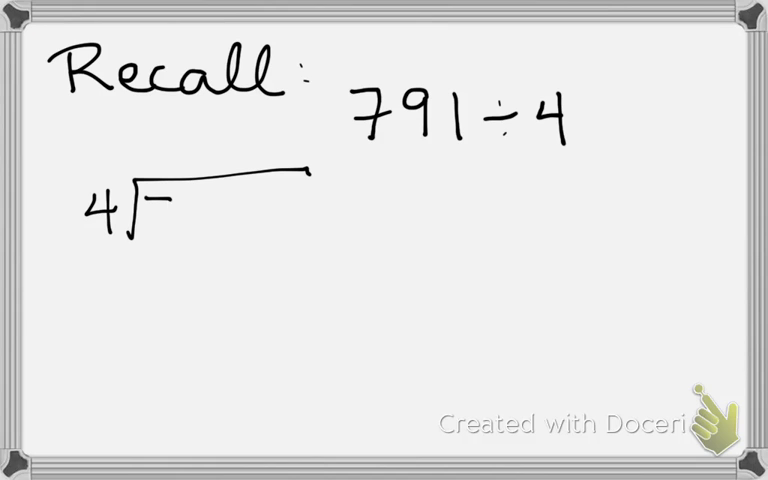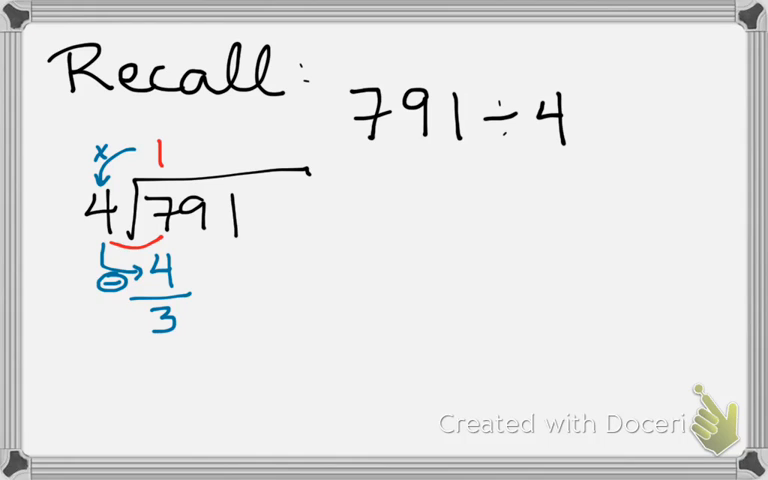We could look at it as 4 going into 791. And the question was, the 4 goes into the 7 once. So what does the 4 going into 7 get us? Well, 1 times 4 is 4. And then we have to figure out what we have left there. Well, the 7 minus the 4 is 3. And we can bring down that 9. So now we have 39.